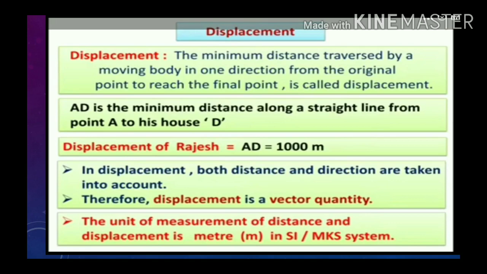The unit of measurement of distance and displacement is meter in the SI system, also in the MKS system. Children, did you understand the difference between distance and displacement? In distance we only consider the total distance traveled, irrespective of direction. But in displacement we consider both distance and direction.